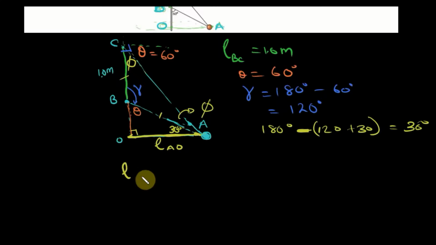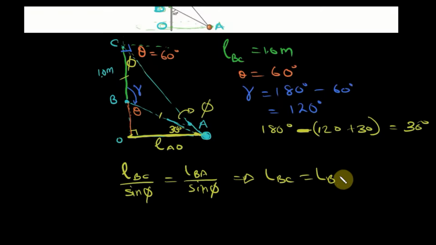Okay, using the sine rule, LBC divided by sine phi is equal to LBA over sine phi. Sine phi and sine phi falls off. Therefore, already from here, you can see that LBC is equal to LBA. Okay, cool.